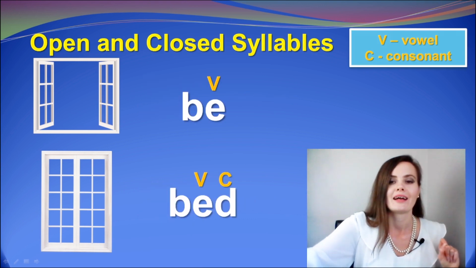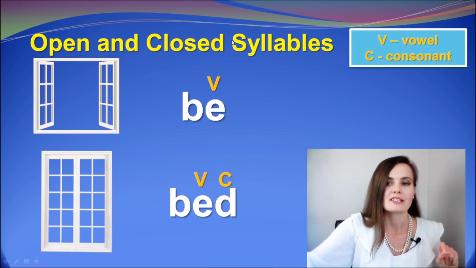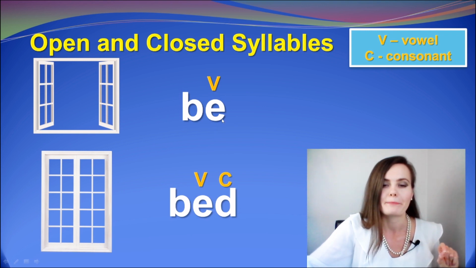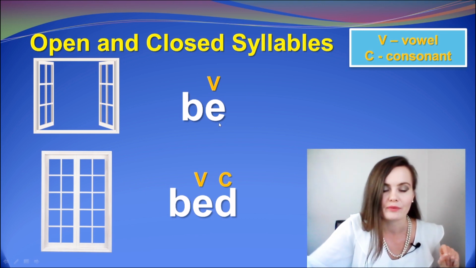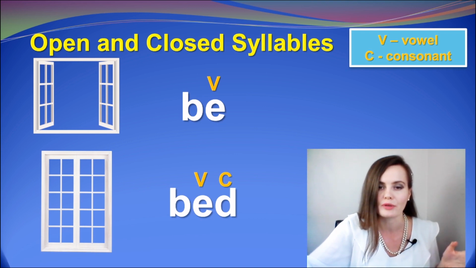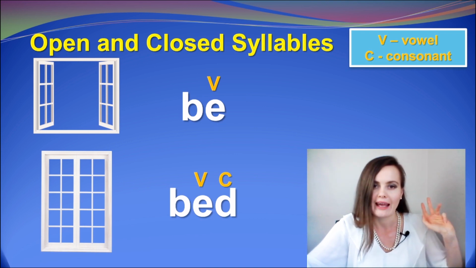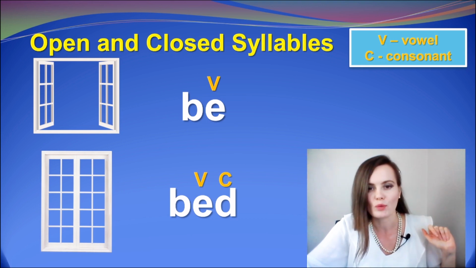Okay, so now let's look at these two words. In the open syllable, we say B, and we write the letter V. V means vowel, above the vowel, right? We have just reviewed all of the vowels with you. There are 5 vowels, right? A, E, I, O, U, and sometimes Y.